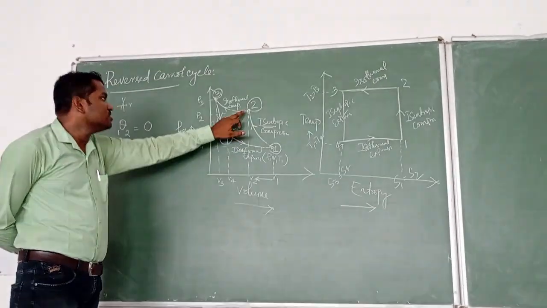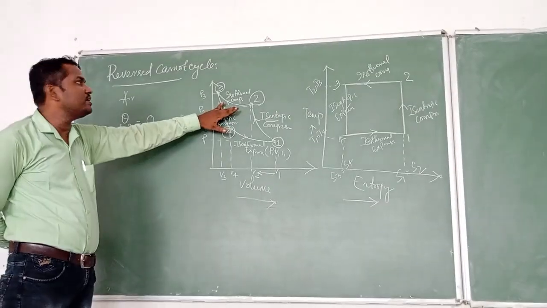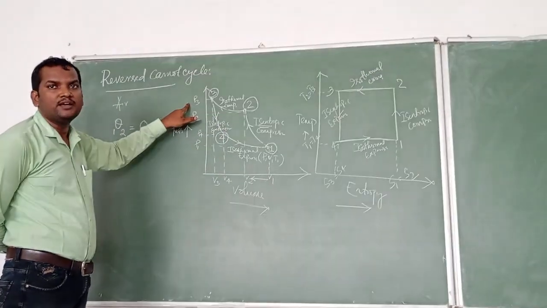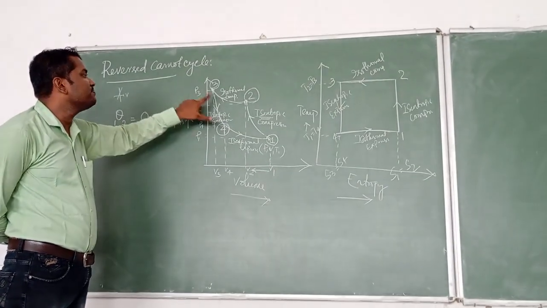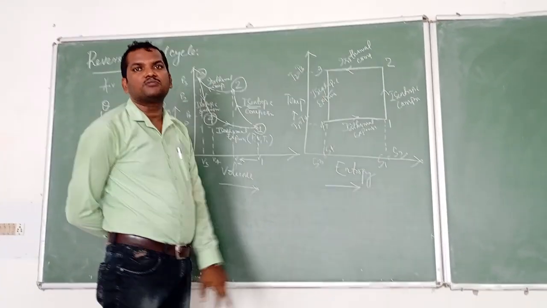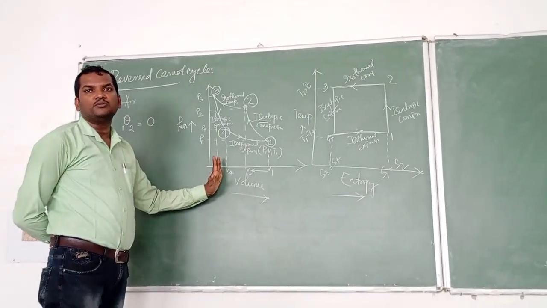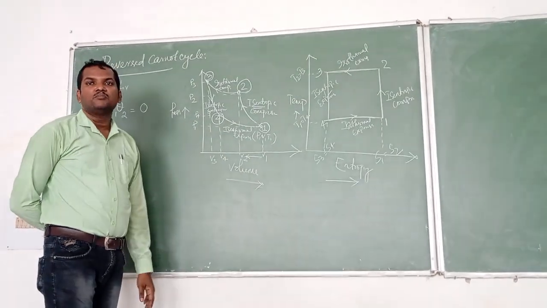So during this process 2 to 3, what is happening? Pressure increases from P2 to P3, it goes up. Then temperature remains constant, temperature T2 is equal to T3. And volume decreases, from V2 to V3, the volume decreases.